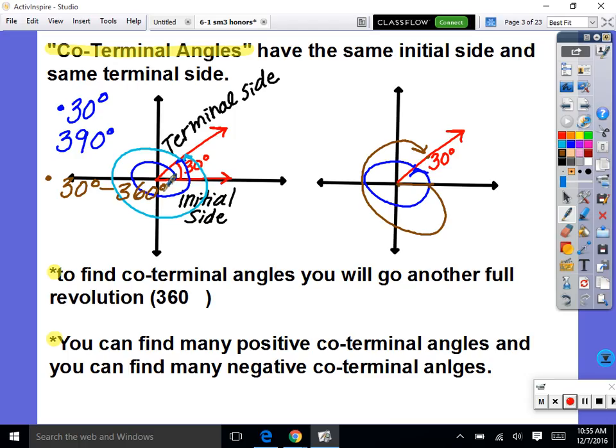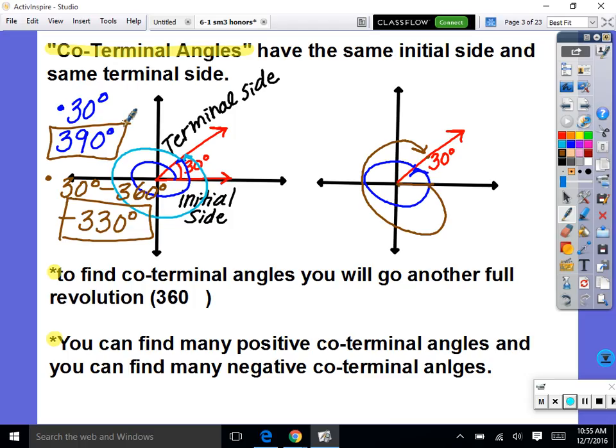Does everybody understand how to create a coterminal angle? So that's negative 330 degrees. So that's a negative coterminal angle, and this was a positive coterminal angle. And we could find multiple of these, but that's good enough.